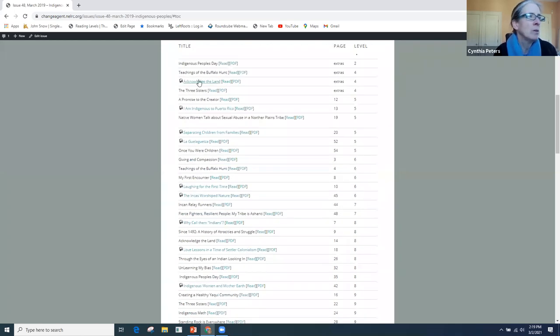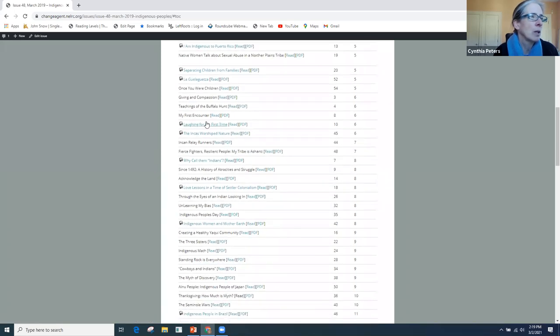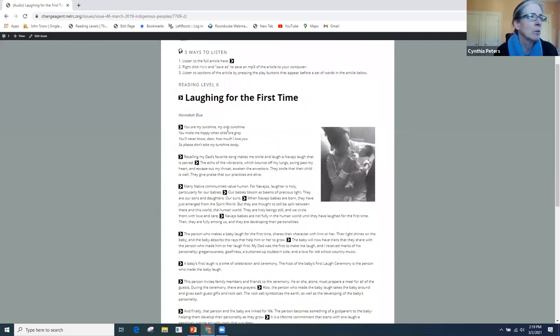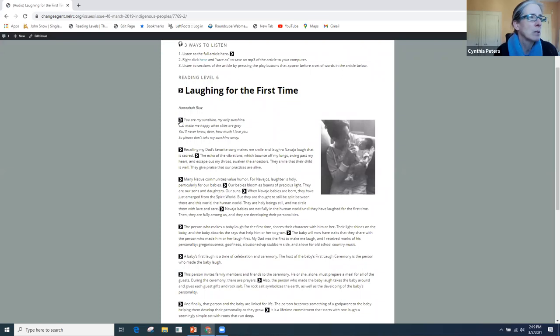And then over here, you can see that some of the pieces have headphones next to them. That means that the piece is available in audio. So you can click on the piece and listen to it all the way through by clicking on that play button, or you can listen to it in chunks. The student can play one chunk, then say it out loud themselves, and play it again. They can take as long as they want with it.